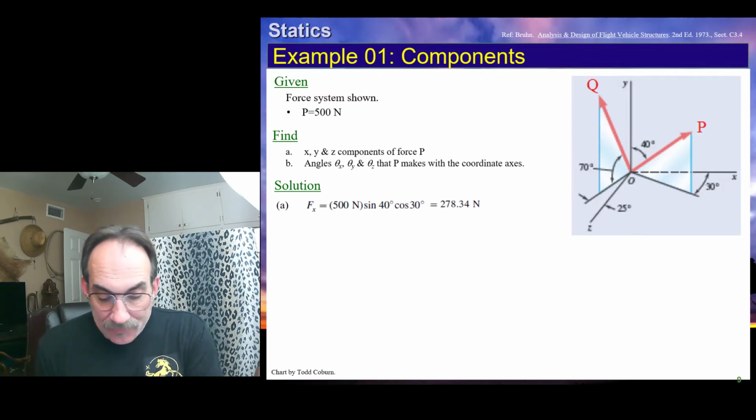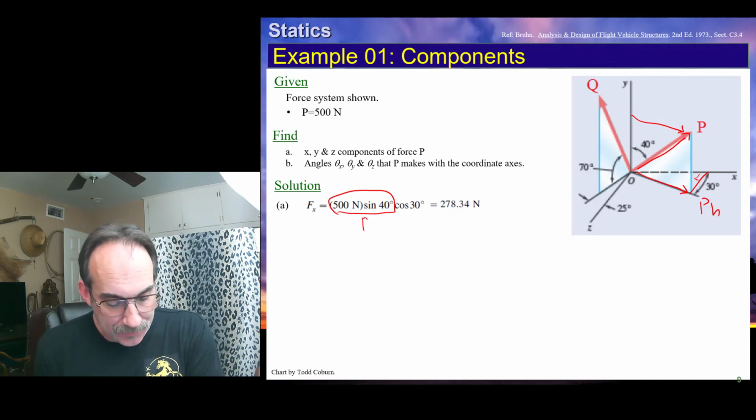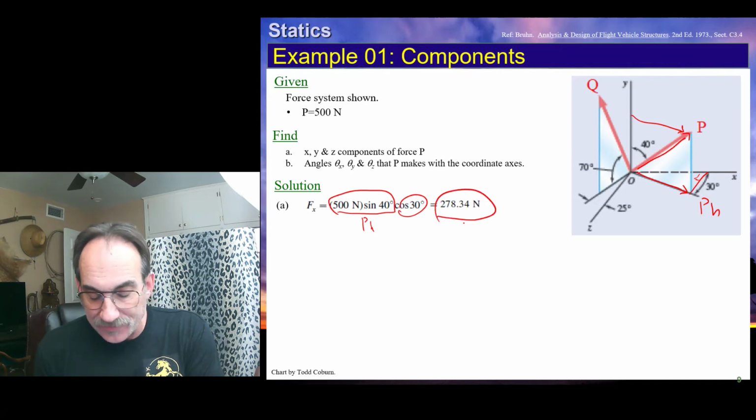So the x component is going to be the horizontal component, which is P, right? P sine of 40. That is this component, which is the same as this component, which we can call pH. Then we take that pH and we project it onto the x, which is pH cosine of 30 degrees. That gives us the magnitude of the x, px. In this case, we're calling it fs, right?